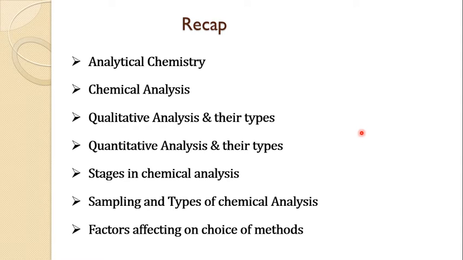Dear students, in the last lecture, we saw the revision of analytical chemistry. So what is meant by analytical chemistry? That is nothing but the identification, separation and quantification of compounds present in the sample. Then chemical analysis and types of chemical analysis, qualitative analysis and their types, in which organic qualitative analysis and inorganic qualitative analysis. Then quantitative analysis and their types, in which weight or classical methods of analysis and instrumental methods of analysis. Then we saw the stages involved in chemical analysis, that are 8 stages.